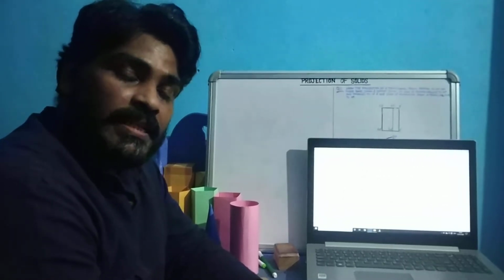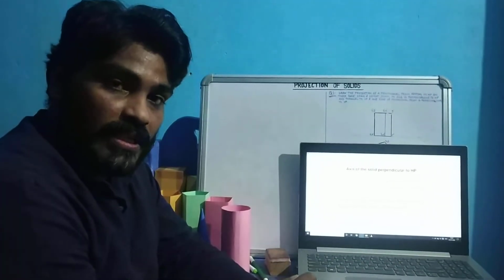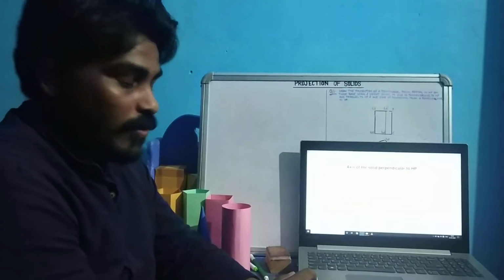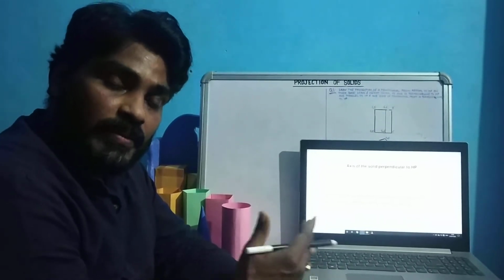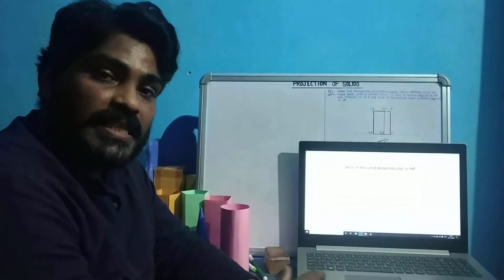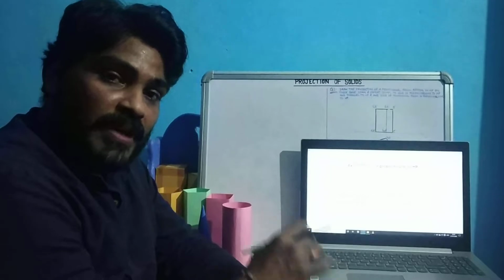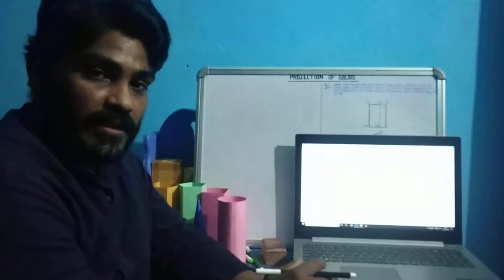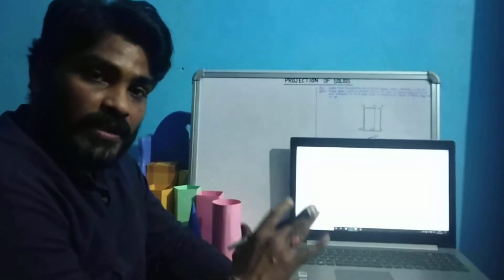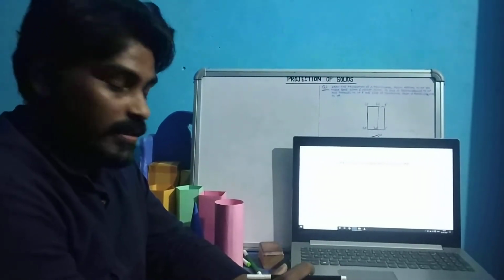So we have already discussed the solids and their types. Now we will discuss projection of solids. In case of projection of solids, there may be any solid, maybe any prism, maybe any pyramid, maybe cylinder, and maybe cone. And these solids may be placed in our first quadrant in different manners. Generally, there are 5 ways by which we can place a solid in the first quadrant.